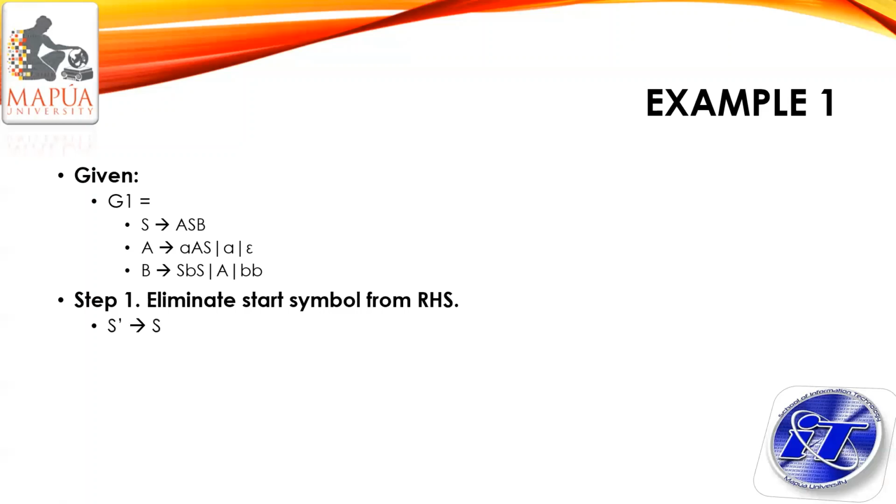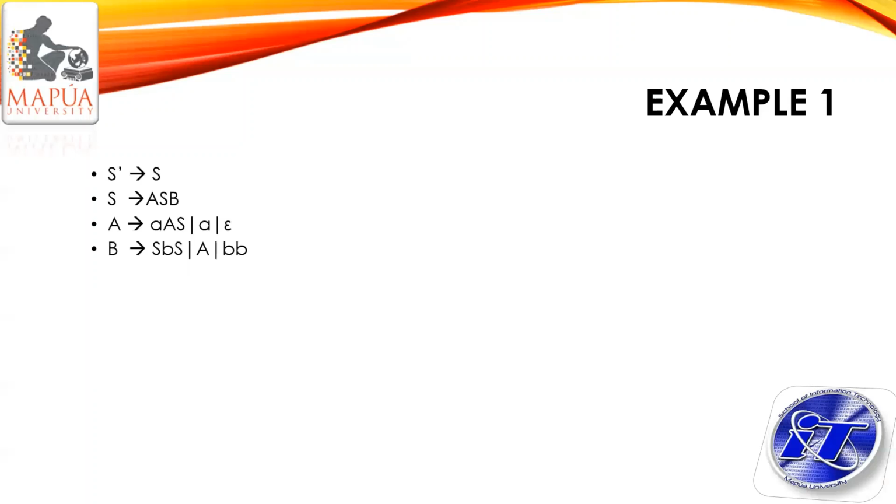So let's introduce S prime to make S a non-start symbol. Okay, so include this rule in our three original production rules. So now we have 4. Okay, and since we already eliminated the start symbol from the RHS, now let's proceed with step 2: simplify our rules, the CFG. We could start with null production.